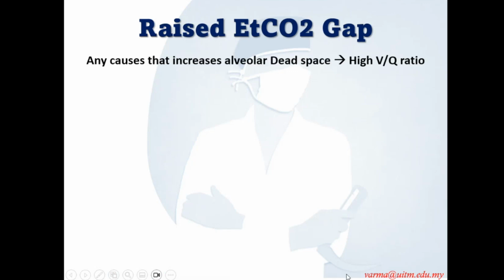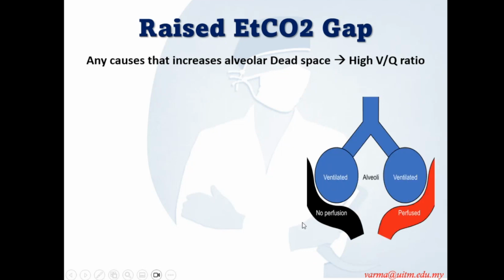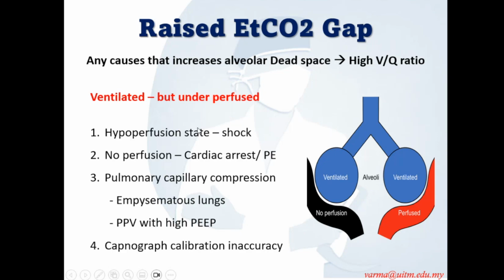So the raised EtCO2 graph: any cause that increases alveolar dead space, thus a higher VQ ratio, non-perfused alveoli, ventilated but under-perfused. So which are the conditions where the alveoli are ventilated but not perfused? In a hypoperfusion state, BP low, in shock, there is less blood flow to the pulmonary circulation. No perfusion at all in a patient with cardiac arrest or pulmonary embolism, total obstruction or total cessation of flow to the pulmonary circulation.